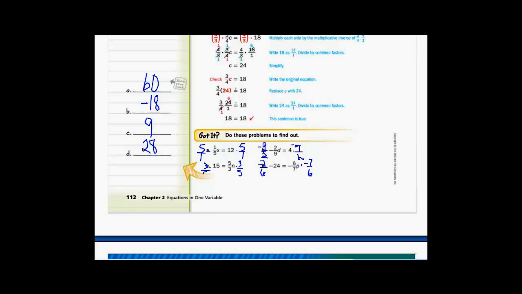Multiply both sides by the reciprocal. And it's not the reciprocal of the one on the left. Sometimes it is, but it's always the reciprocal of the one attached to the letter. So you always have to look at the one attached to the letter. That's the one because you want to get the letter by itself. All right, moving on.